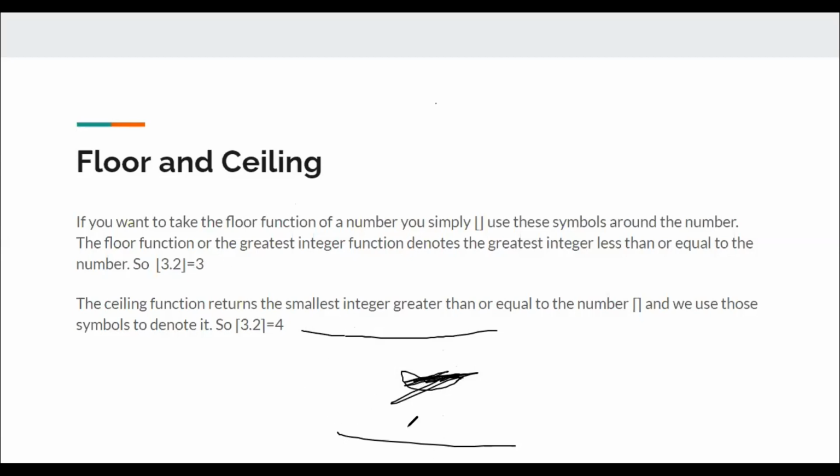And then the ceiling function takes it up to the ceiling. So the number is going to go up to the integer that's greater than or equal to the number. For the ceiling function, you use this symbol, which is basically the floor symbol but inverted. So the ceiling function of 3.2 is equal to 4. The ceiling function is the smallest integer greater than or equal to the number, which in this case is 4. That's how I think about it, if you forget, that's what you can use.